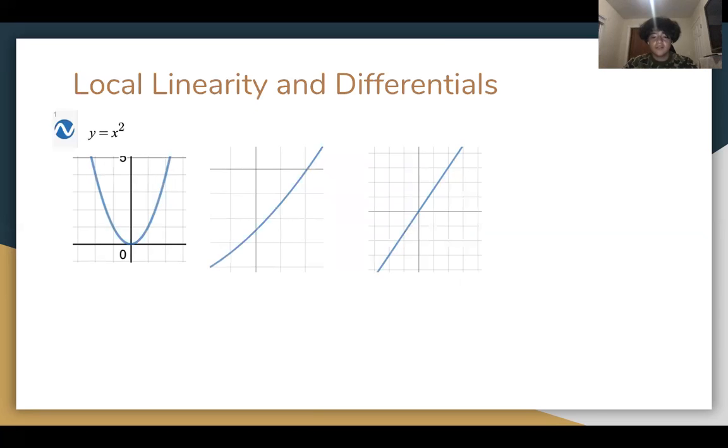So next, local linearity and differentials. Local linearity is the idea of zooming into a point sufficiently so that a non-linear function that is differentiable will look linear. This can help approximate values and construct a tangent line. A good example of this is the function x squared, as you can see by the graph, at which it doesn't look linear at all. But if you zoom into the curvature, you can see that in fact, as you get closer to the line, it starts to look linear. That is the idea of local linearity.